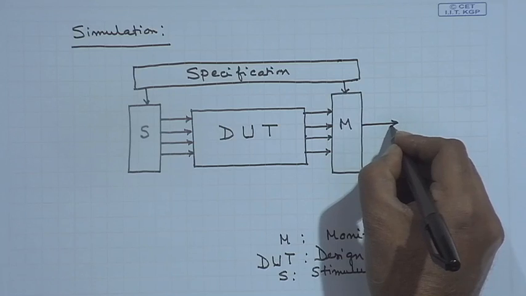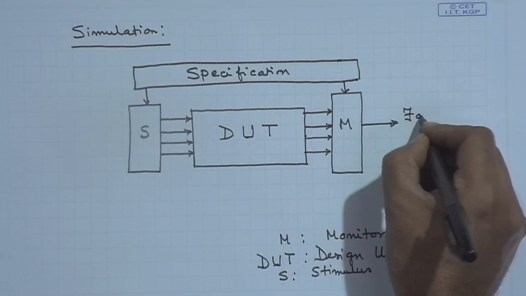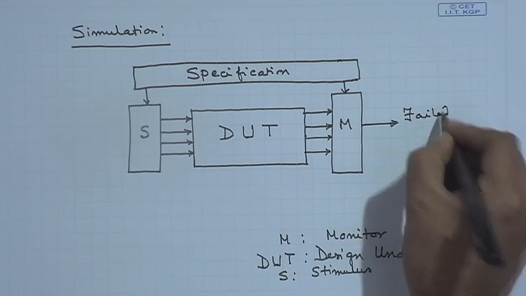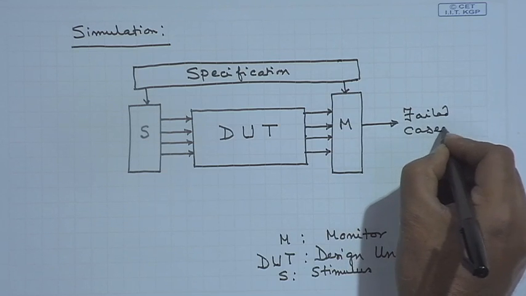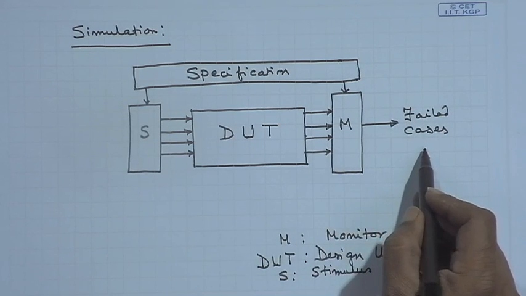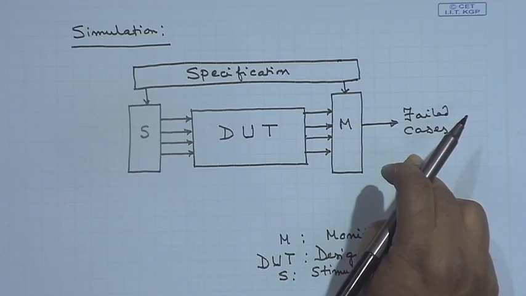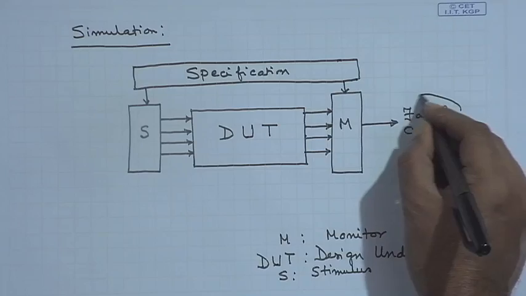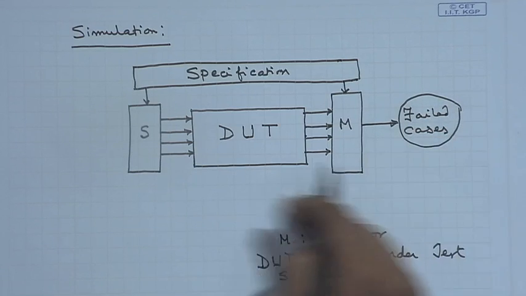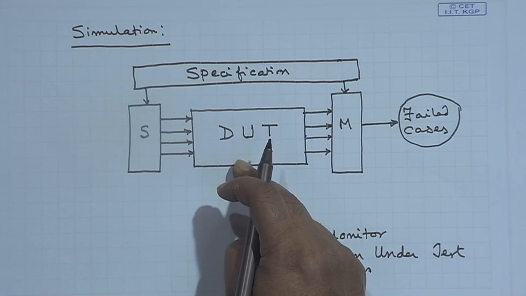these outputs should tell me the failed cases, that you see here for this particular input the output was wrong. So, you can now look at the failed cases and re-examine this design. Okay. That is the overall idea of simulation.